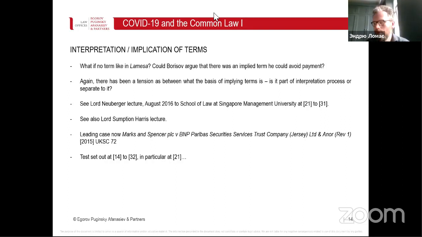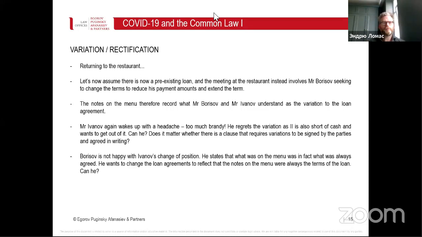So that, broadly speaking, is interpretation and implication of terms. I want to turn now to the third topic, which is variation or rectification. And I think, as I said at the outset, these are very separate areas, but in the context of the scenario that we're dealing with, it perhaps makes sense to address them together.